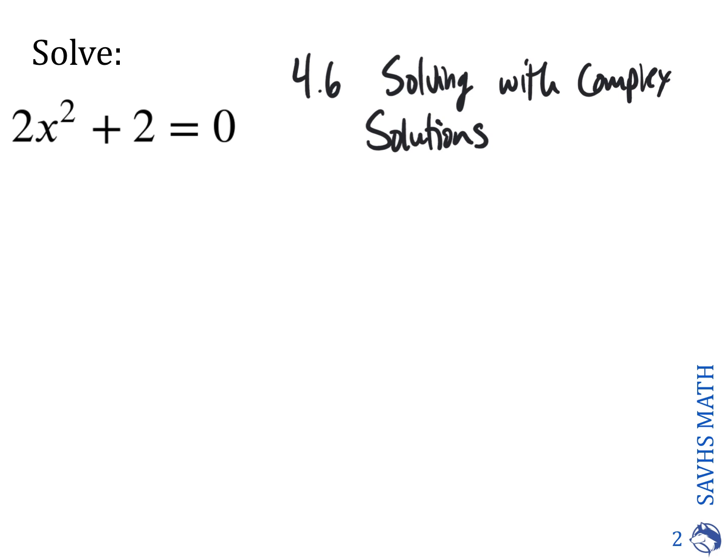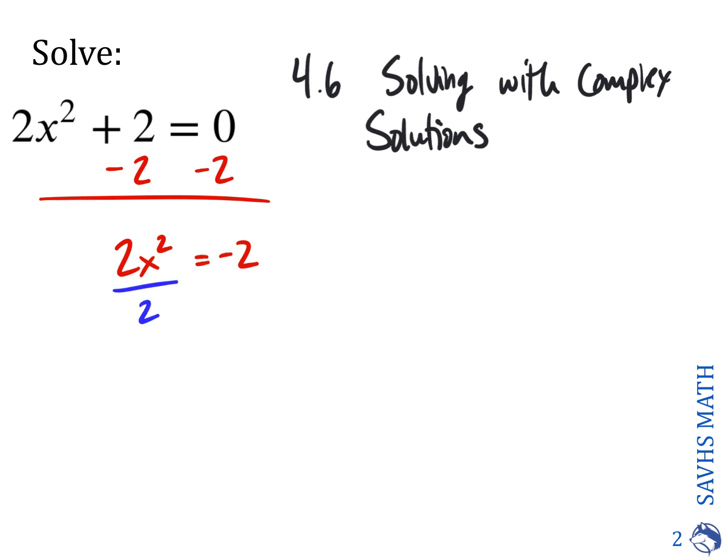And so let's just kind of treat this problem like we did yesterday and explore why we need to care about this. So if I subtract 2, I get 2x squared equals negative 2. And then if I divide both sides by 2, which is what we would normally do, we would get x squared equals negative 1. And then we would have to say, well, then x equals plus or minus the square root of negative 1, which doesn't seem like it would be a problem, except for then when you type it in your calculator, you get an error.